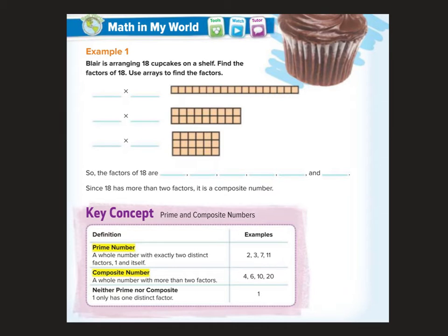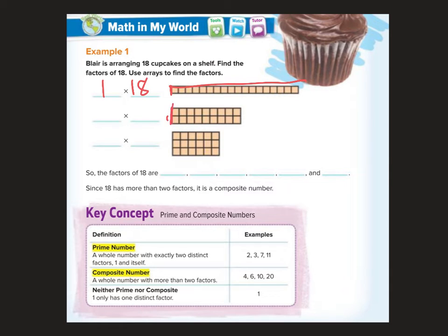Example 1. Blair is arranging 18 cupcakes on a shelf. Find the factors of 18. Remember, factors are numbers that multiply together to equal 18. Use arrays to find the factors. Here we have 1 and 18, always the first one that we start with, right? 1 and the number that we're trying to get to.